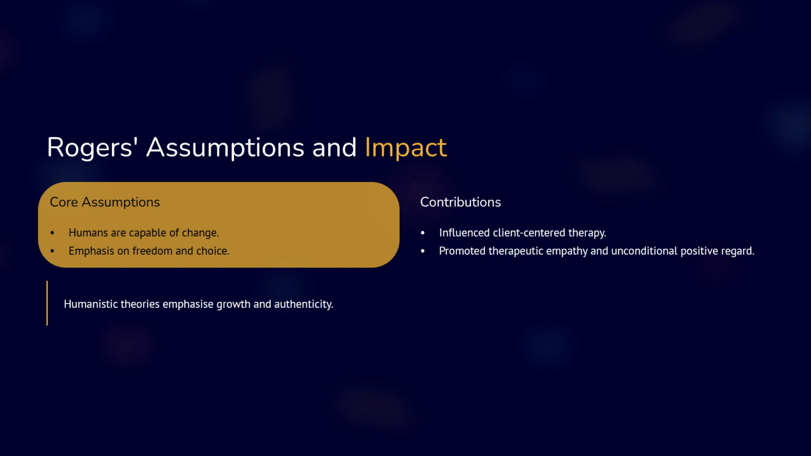Let's quickly recap this section. Both Maslow and Rogers emphasize the positive potential of humans. Maslow focuses on a hierarchy of needs leading to self-actualization, while Rogers emphasizes the subjective self and the drive to be a fully functioning person.